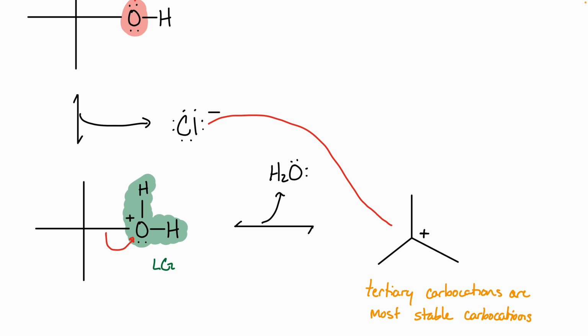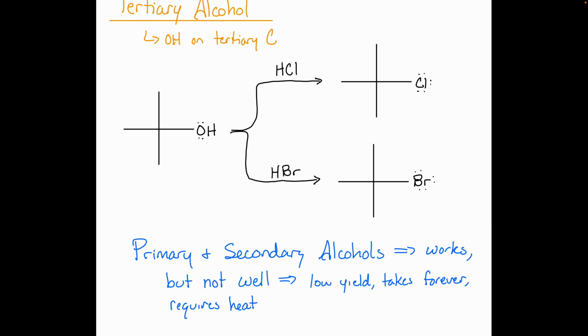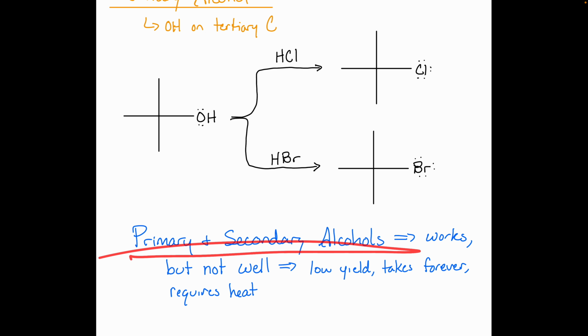Okay, so then like I said, this is our preferred method for tertiary alcohols. Works really efficiently, quickly, don't need any heat. All right, for primary and secondary, you can kind of force it, but it's not ideal. So instead, we're going to have a different preferred method for primary and secondary alcohols. All right, let's look at them one by one here.